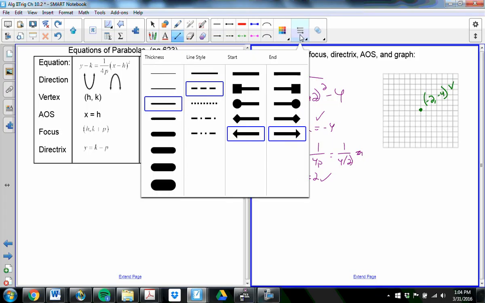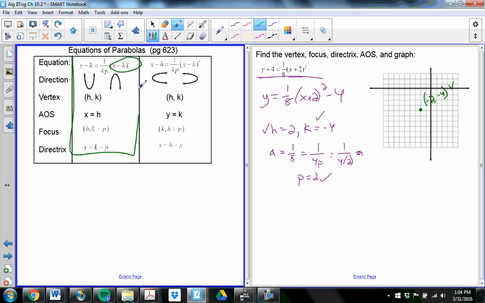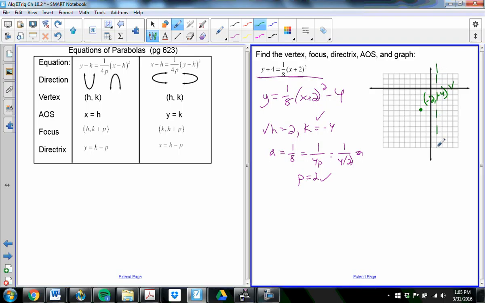I build my axes around that. I cannot stress how helpful this is. At negative 2, negative 4. Now, what else can I find? The AOS. Because I'm doing x squared, I'm over here now. I'm in this box. So my AOS is the line x equals h, and x equals h is really going to be x equals 2. So this is my line of symmetry.